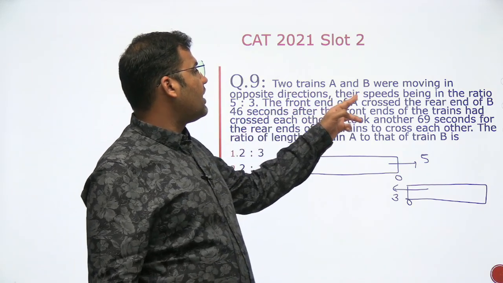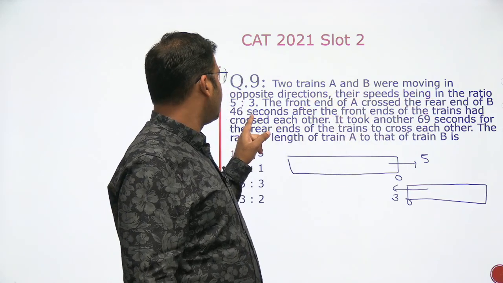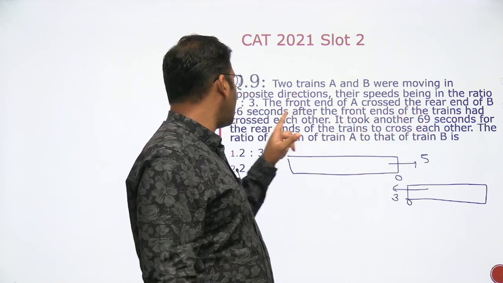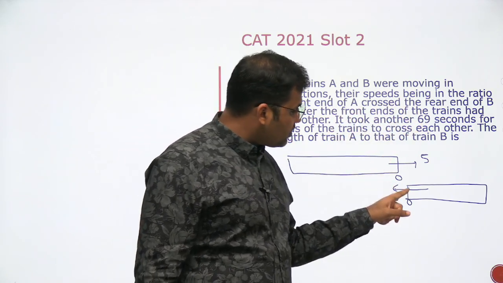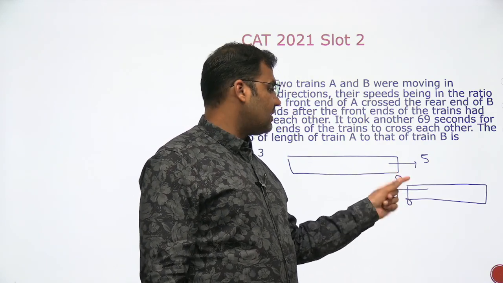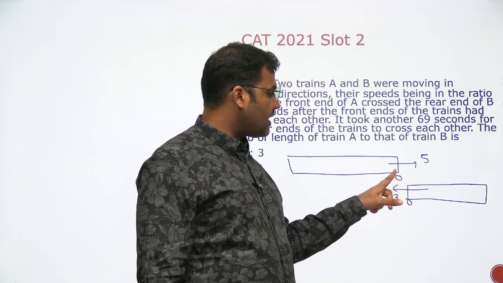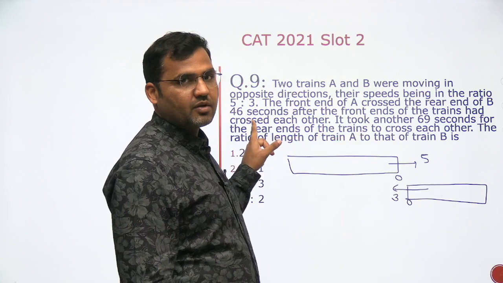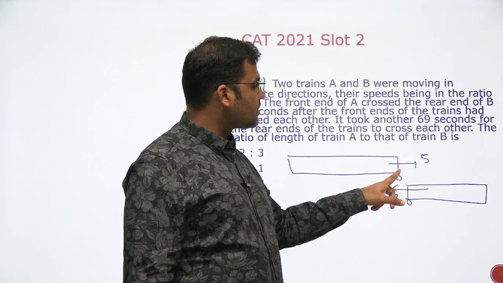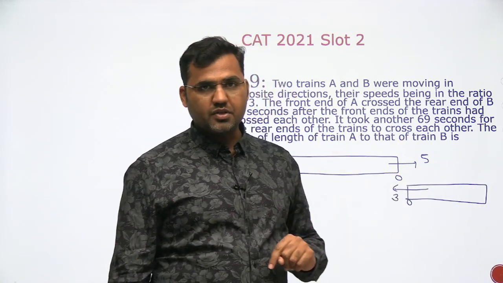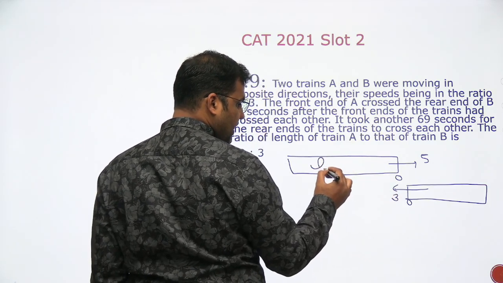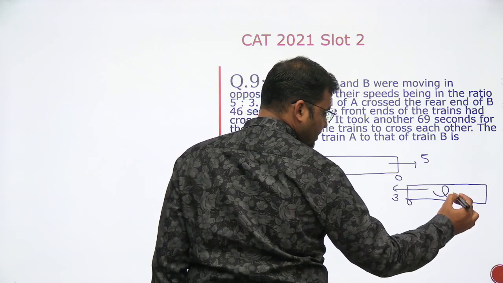The front end of A crosses the rear end of B in 46 seconds, after the front ends of the trains had crossed each other. दोनों ट्रेन का फ्रंट एंड एक दूसरे को जब क्रॉस करेगा, वो क्रॉस करने के बाद ये वाला एंड, राइट, दिस ट्रेन का एंड इसके रियर एंड को 46 सेकेंड्स में क्रॉस कर रहा है. दैट मीन्स फ्रॉम दिस पोजीशन टू द पोजीशन वेयर दिस ट्रेन इज क्रॉसिंग द रियर एंड ऑफ दिस ट्रेन. नाउ यू सी दैट ये ट्रेन को, लेट्स से दैट दिस इज द लेंथ ऑफ द ट्रेन ए एंड दिस इज द लेंथ ऑफ द ट्रेन बी.